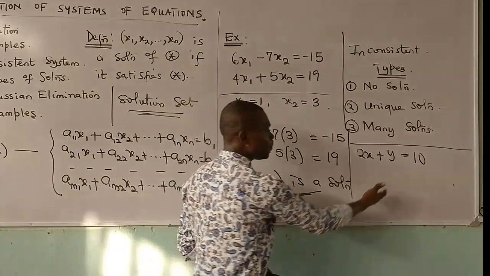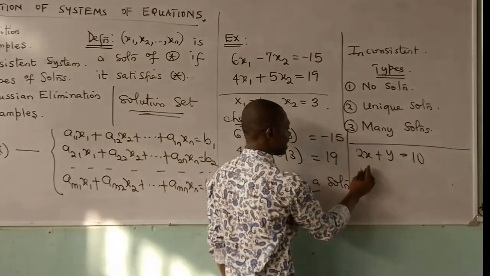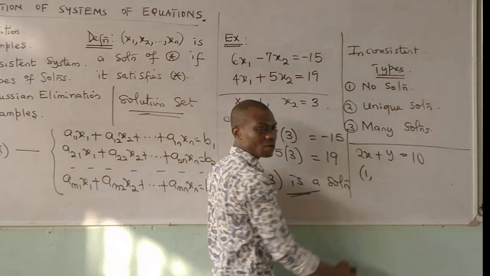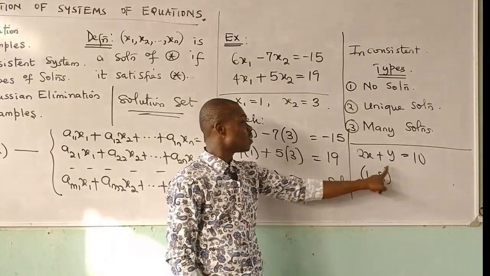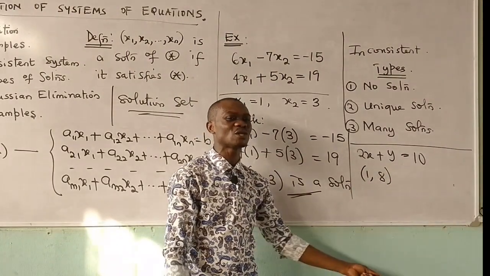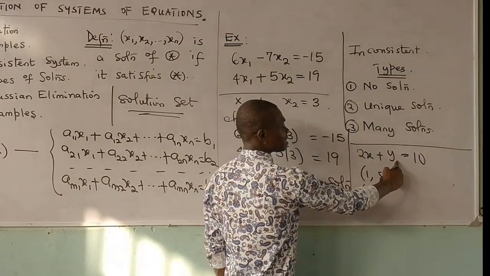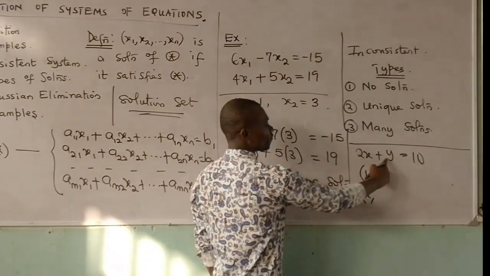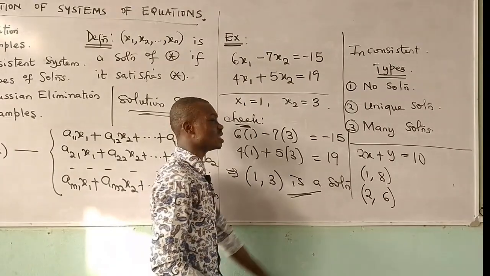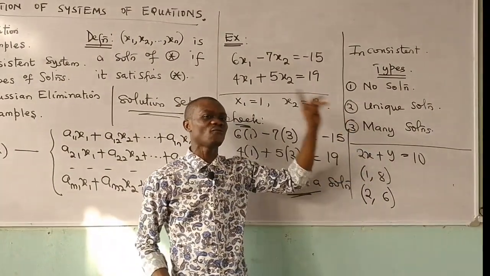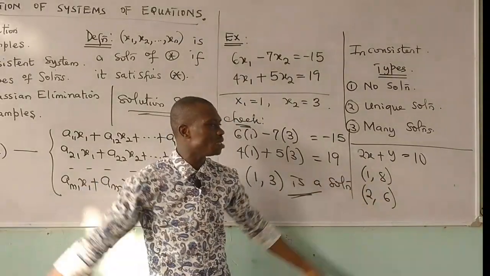So for instance here, I can get a solution. I can take x as 1. If I put x as 1, then y will simply be 8, because 1 times 2 is 2, plus 8 will be 10. Is this not a solution? It's a solution. And I can get other solutions. I can put x as 2. 2 times 2 is 4. What will I add to 4 to give me 10? That's 6. So this is also a solution. So this has infinitely many solutions. In fact, whenever you give a value to x, you always get a value for y. So it has many solutions.